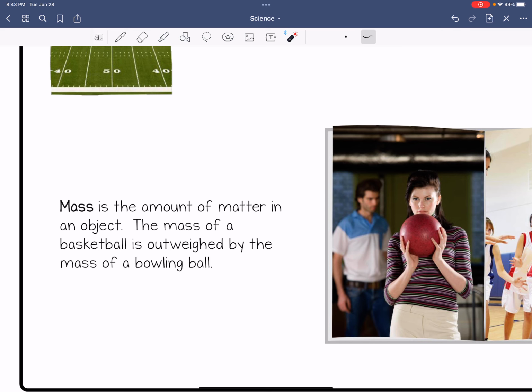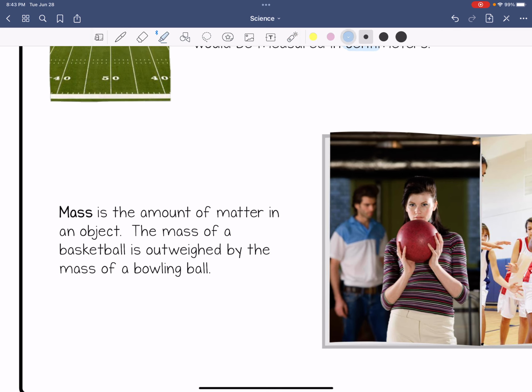Mass is the amount of matter in an object. Okay, so there's another vocabulary word in bold, mass. And I immediately start looking for a definition. Sometimes it won't be there, but in this case it is. Mass is the amount of matter in an object. So there's the definition. It's connected to the concept of weight, but it's not the same thing. The mass of a basketball is outweighed by the mass of a bowling ball. They may be about the same size, but the weights are different.